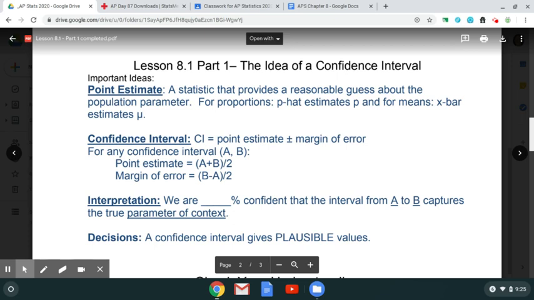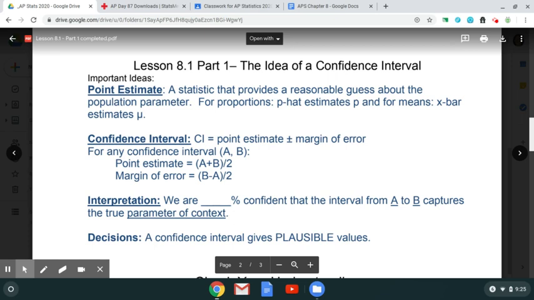If you want to pause this and grab your textbook, I want to point something out to you. In your textbook on page 475, there is a caution in a red box that I want to read to you. At the top of page 475: plausible does not mean the same thing as possible. Some would argue that just about any value of a parameter is possible. A plausible value of a parameter is a reasonable or believable value based on the data.